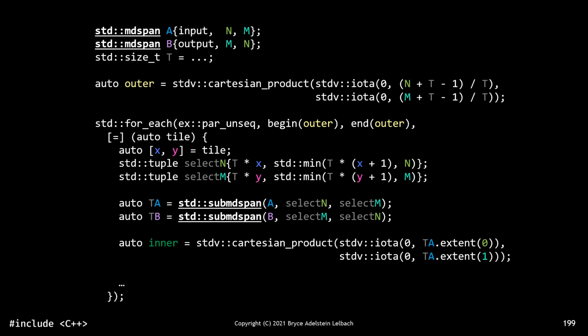Next, we need a range of the multidimensional indices within the tile. Finally, we use a C++ range-based for loop to iterate over the indices of the tile and perform the transpose with the local MD span slices we made. With that, we're done.